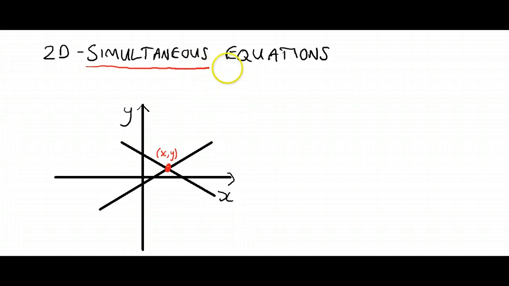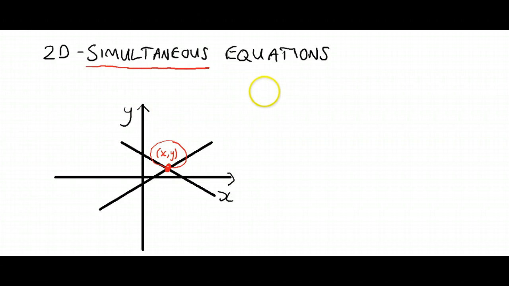When we talk about solving simultaneous equations, what it means is we're trying to find what are these two coordinates, what are the x and y coordinates where these two lines intersect. So that's what we're going to work out how to do. How do we find out what the coordinates are of this point where the lines intersect?